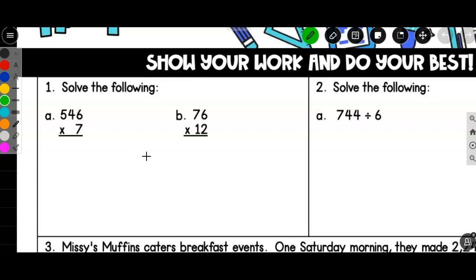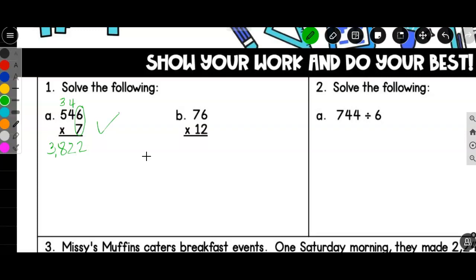Okay, welcome back. I hope that you've solved these already. So the very first thing we're going to do with this multiplication is multiply 6 times 7. And 6 times 7 is 42. So the 2 goes down, 4 comes up. 4 times 7, yes, it's 28. And 28 plus 4 is 32. 32. Okay, and 5 times 7, yes, it's 35, and 35 plus 3 is 38. So if you got 3,822, you're absolutely correct. Yeehaw.